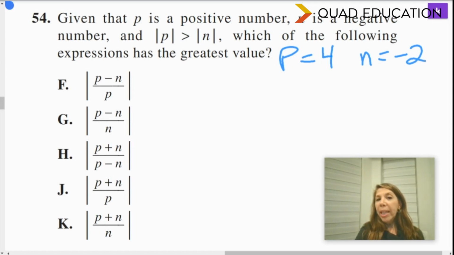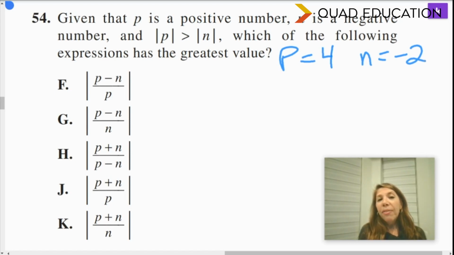Now we just want to be sure that the absolute value of p is greater than the absolute value of the n that we plugged in. And just as a reminder, the absolute value of a number is always the positive version of that number. So the absolute value of a positive 4 is still positive 4, and the absolute value of a negative 2 is a positive 2. 4 is greater than 2, so the numbers that I chose do satisfy this requirement. So we can now continue with the equation.